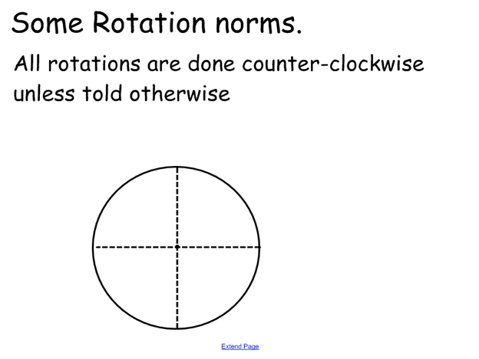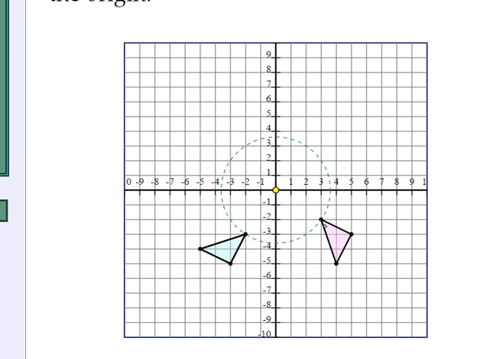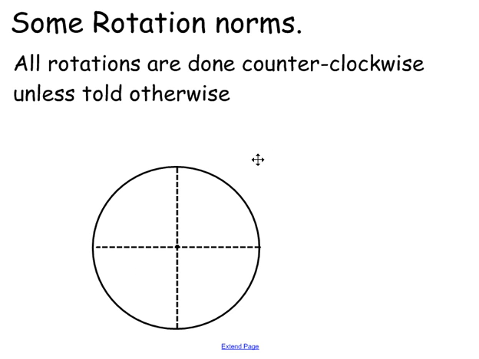All right, so some rotation norms. All rotations are done counterclockwise unless told otherwise. So in our example here, you see that the rotation is counterclockwise. It's going this way, and that's what I mean by counterclockwise. Also, rotations are noted with a capital R, and then over here you'll have the angle of rotation, which we'll talk a little bit more about in a bit.